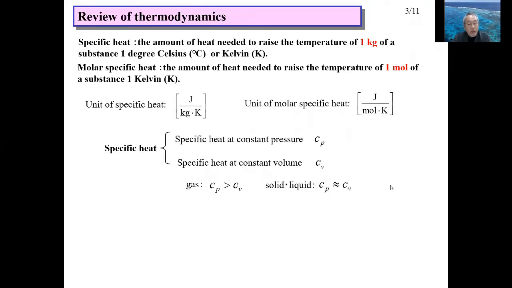The unit of specific heat is joule over kilogram Kelvin. The unit of molar specific heat is joule over mole Kelvin. The value of specific heat depends on whether to heat at constant pressure or constant volume. In the case of gas, the specific heat at constant pressure is larger than specific heat at constant volume. For solid and liquid, such distinction is not necessary. Now, I will explain the cause of this difference.